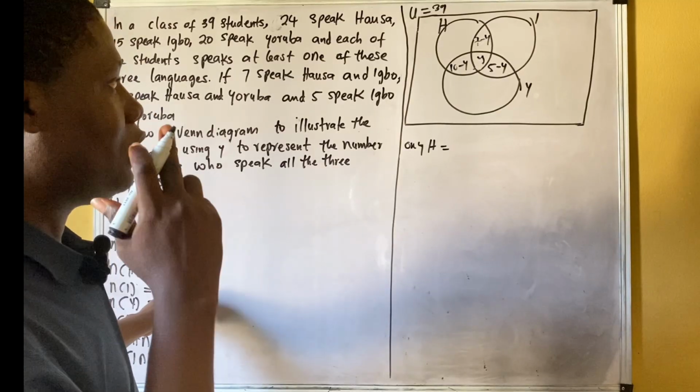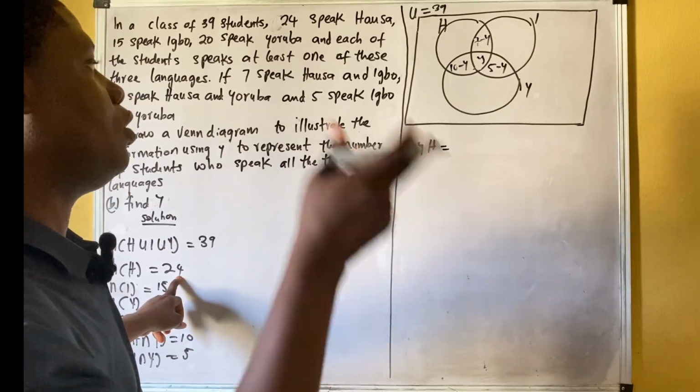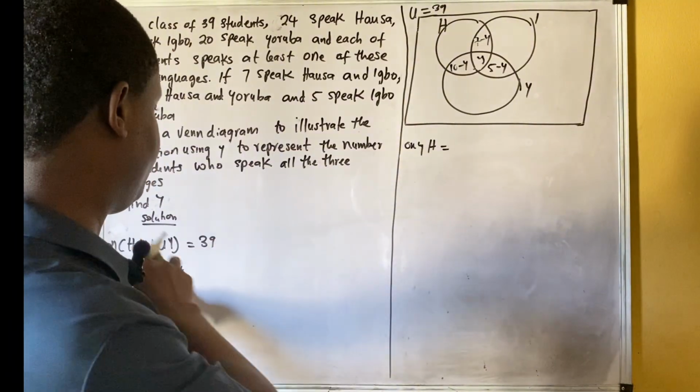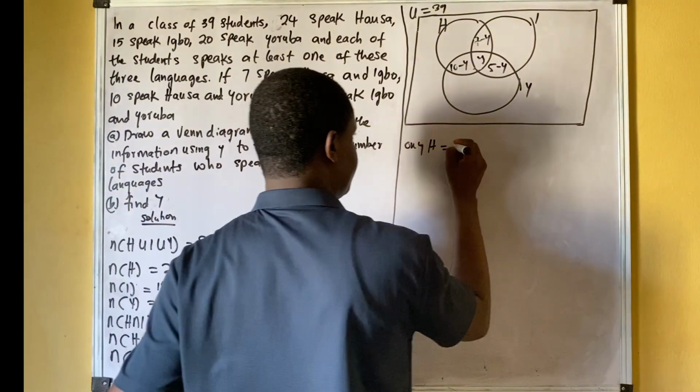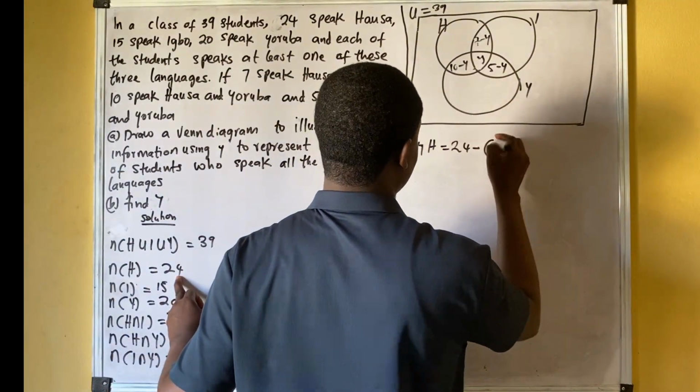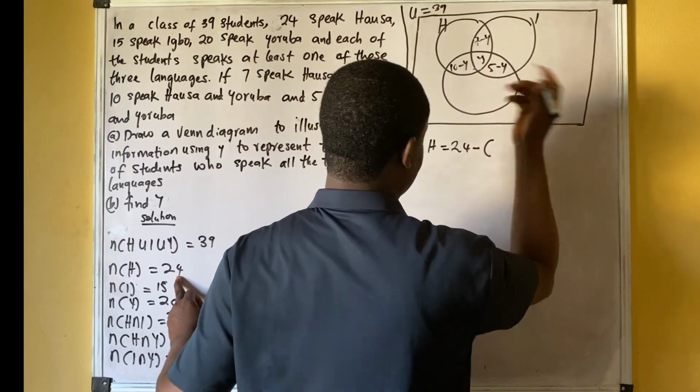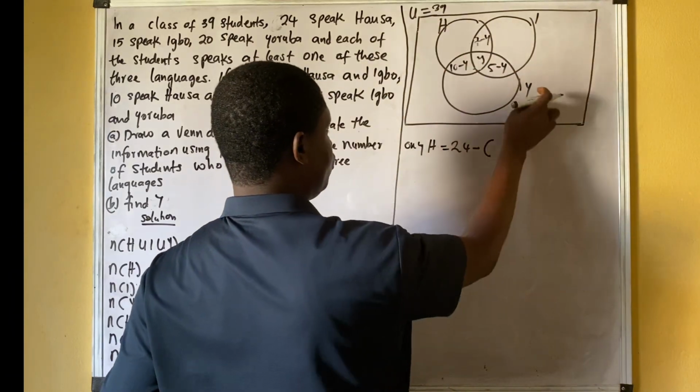There are those who speak Hausa and Yoruba, and there are those who speak all the 3 languages. Subtract them from the 24. So we have 24 minus those who speak Hausa and Igbo. It doesn't matter where you start from. You can start from Hausa and Yoruba, okay?